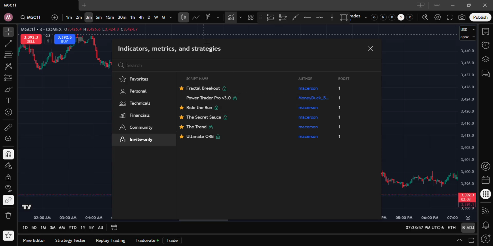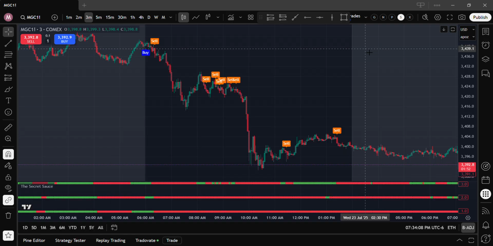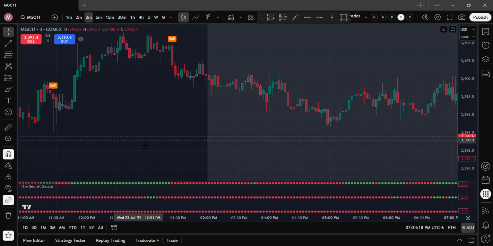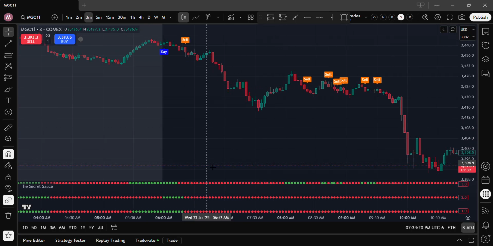So you come in TradingView, open up the indicators tab. Down in the invite only is where you'll be granted access for this indicator, and it's called the secret sauce. So I'll just add that to my chart here real quick. First, let's just see how it looks. You will have these three lines here at the bottom. If you zoom in, you'll actually see that they're dots, and each of these lines correlates to a time frame.